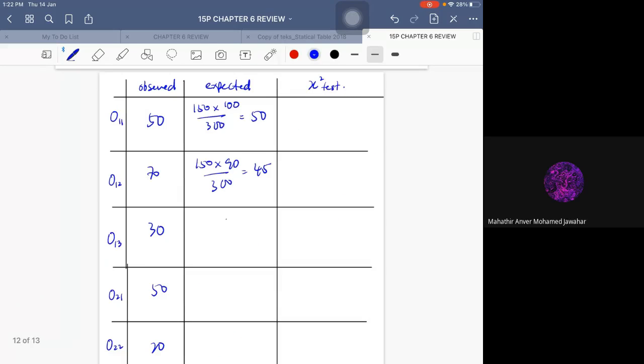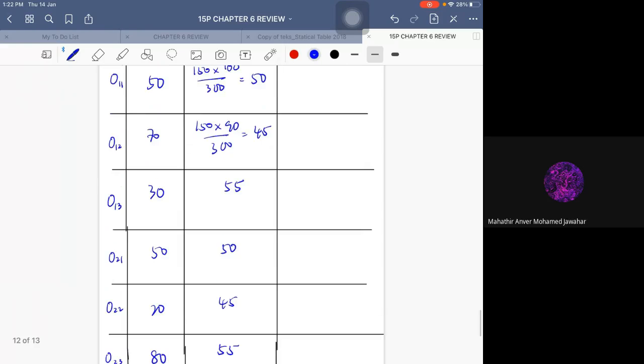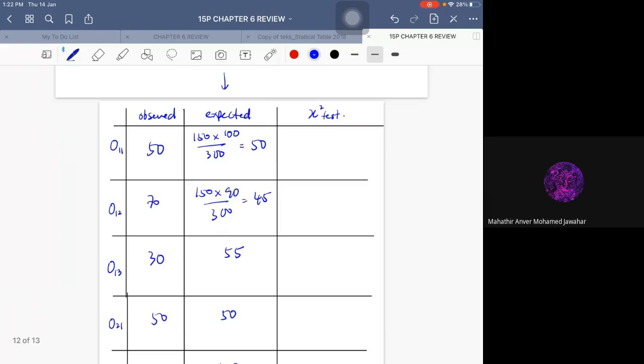So I'm going to fill in the rest for you. It's going to equal 50, 45, and also 45. So I just want to give you the idea of how we actually calculate the expected value. Now that we already have the observed and expected values, the calculation is going to be the same as what we have done for goodness of fit.